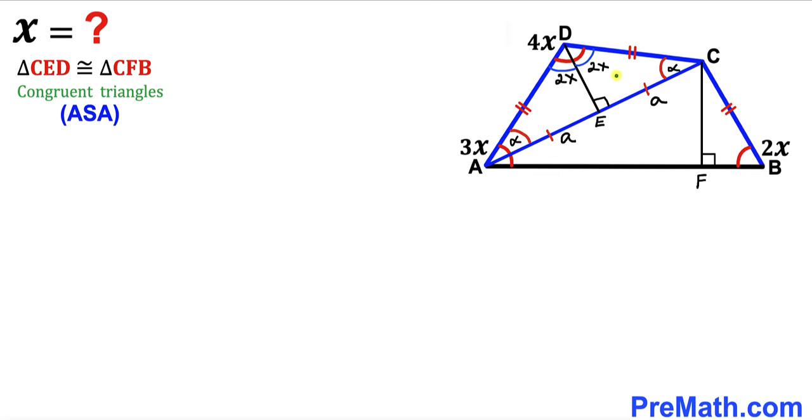Now let's make an observation. We can see that this right triangle CED and this right triangle CFB are congruent triangles according to the side angle congruency theorem. This angle is congruent to this angle, this side is congruent to this side, and this angle is 90 degrees, this angle is 90 degrees as well. So we conclude that this angle has got to be our angle alpha, and this side is going to be equal to this side, so that is going to be lowercase a.